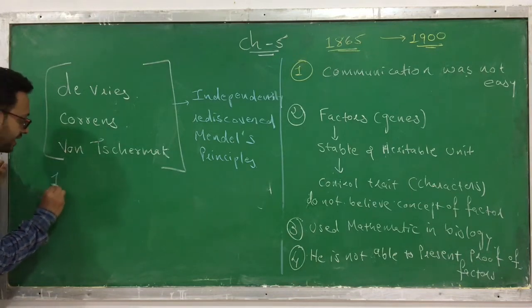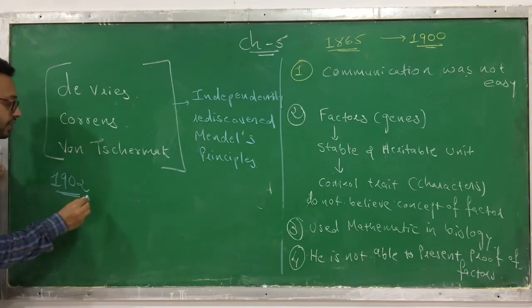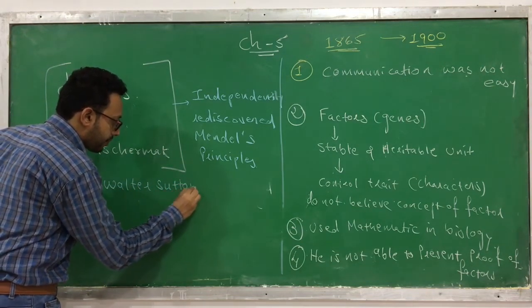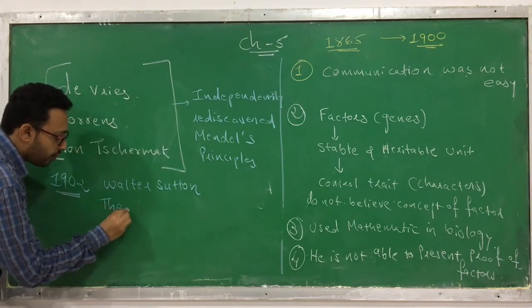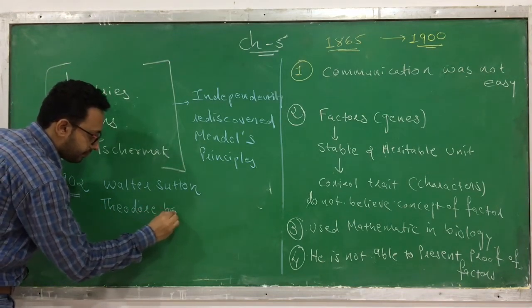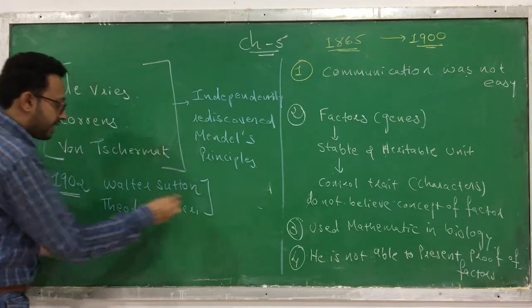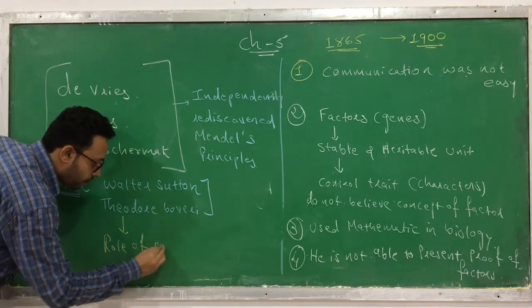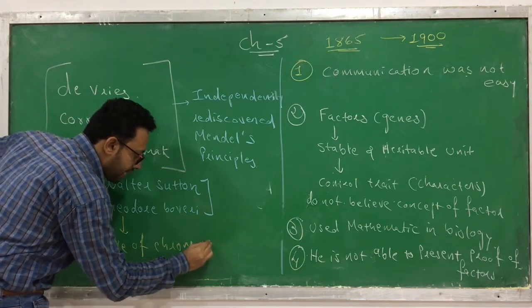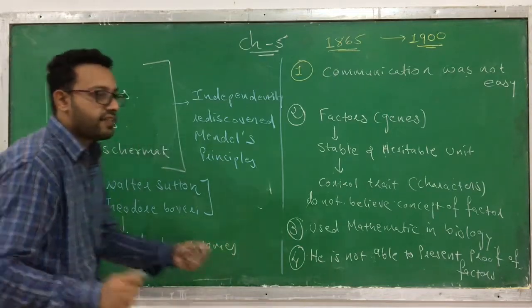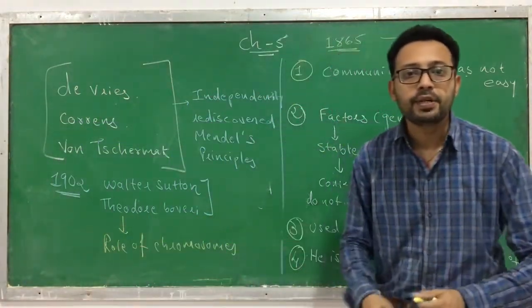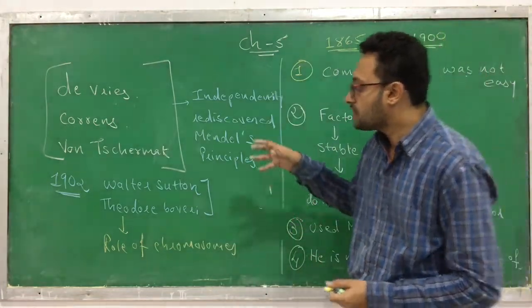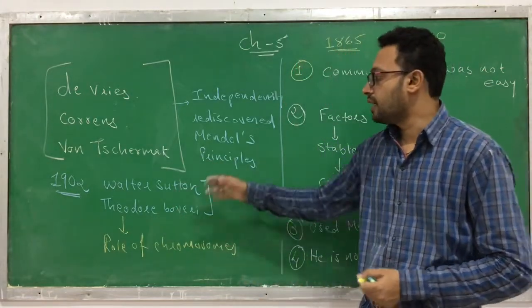Even in the year 1902 there were two scientists. First is Walter Sutton and the second one is Theodore Boveri. They recognized the role of chromosomes. They were able to observe the role of chromosomes, and they found that the role of chromosomes is comparable with the role of a gene, what Mendel was calling factors. That was discovered by Walter Sutton and Theodore Boveri.